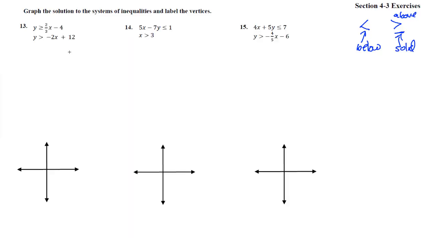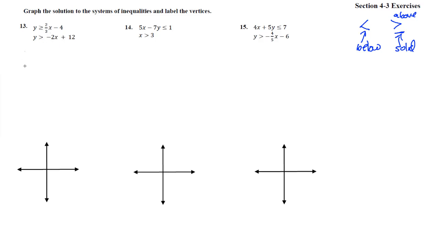All right, here we are in section 4-3, numbers 13 through 15. We're graphing the solution to the systems of inequalities. So we're going to be graphing each inequality separately and then coloring where they overlap and then labeling the vertices. So solving the system of equations with equal signs in them.